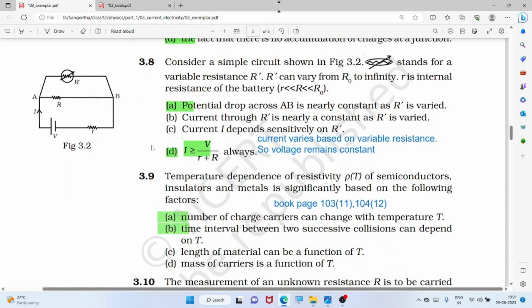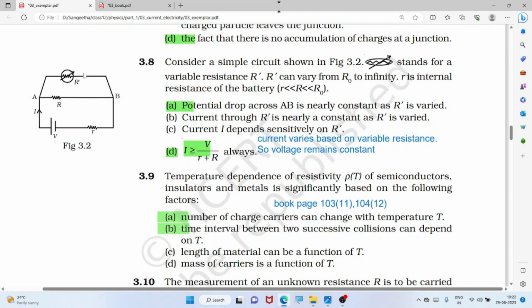Potential drop across AB is nearly constant. Yes, when you vary, the current changes, but the potential across AB will remain constant. Current through the R is nearly constant? No, this is not constant. Varied means current changes. Current I depends on the resistance. I equals V by R, that is internal resistance. Current varies based on the variable resistance, so voltage remains constant.